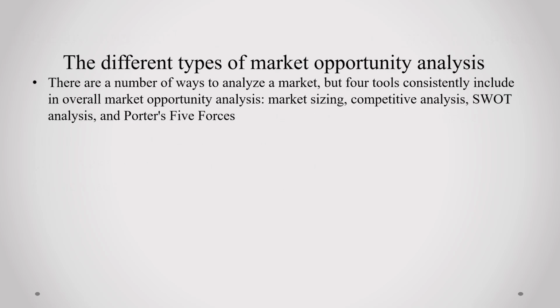Now, there are different types of market opportunity analysis, and so there are a number of different ways we might analyze a market. But four tools that we tend to see used all the time in market opportunity analysis include market sizing, which is identifying how big the market is and how that market might be broken down. So this is more of a customer related issue. Then there's a competitive analysis, that is trying to figure out what our competitive advantage or unique selling proposition is. And this, of course, involves that competitor analysis. And then, of course, the SWOT and Porter's five competitive forces involves the industry analysis.